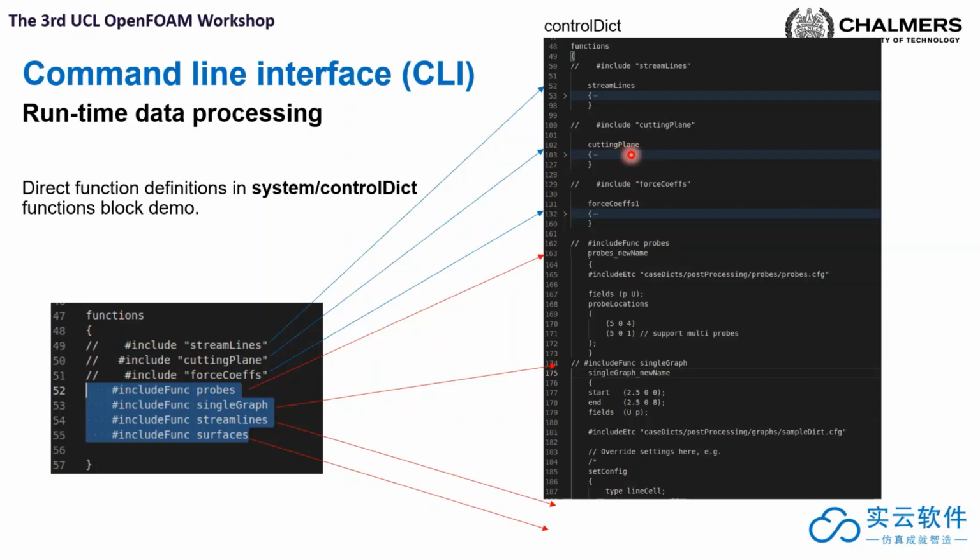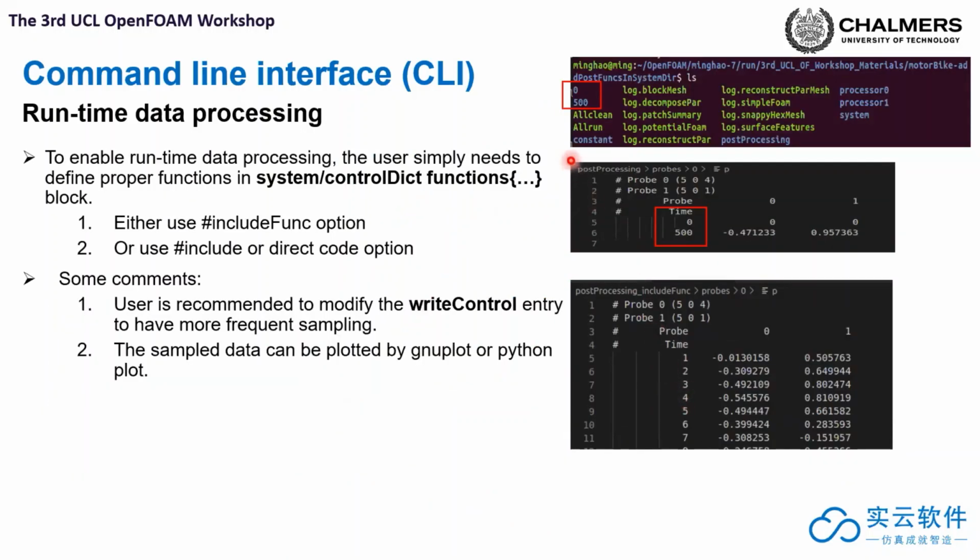To summarize this runtime data post-processing, you see that we can write out the data more frequently. With the postProcess funcs, it can only extract data depending on your saved results. But with the runtime post-processing, you can extract data depending on your writeControl and writeInterval setup.